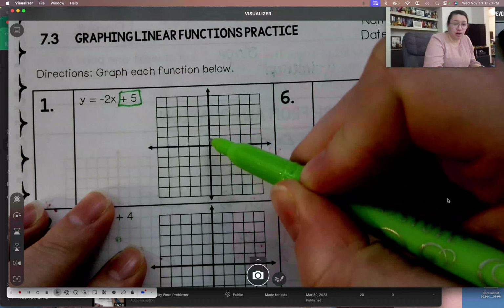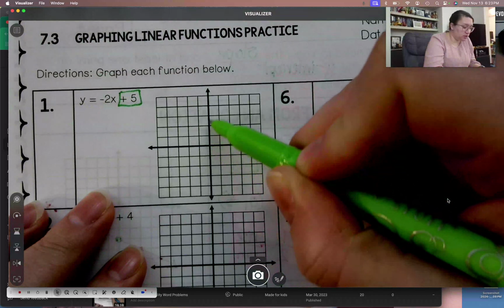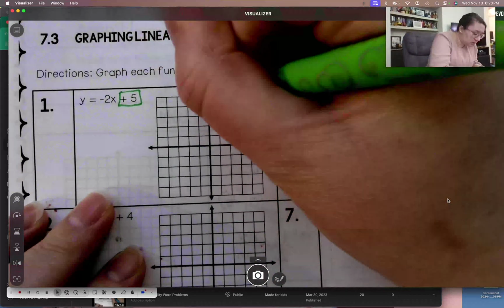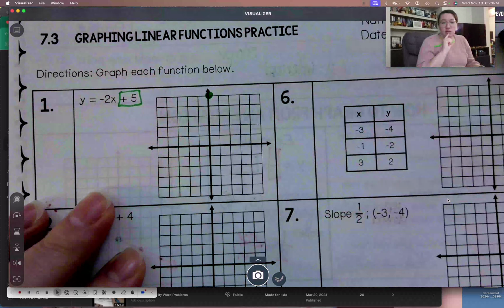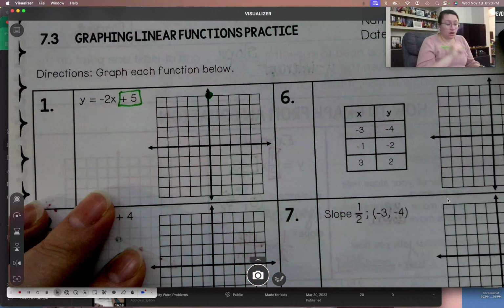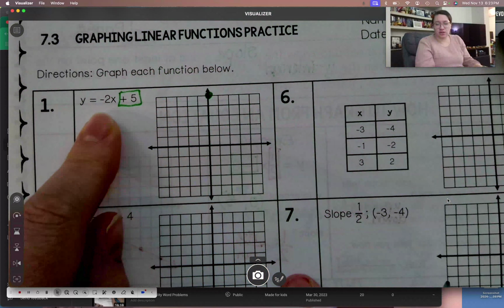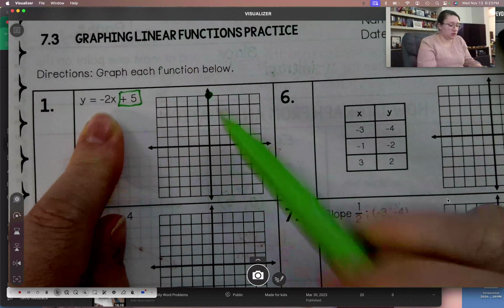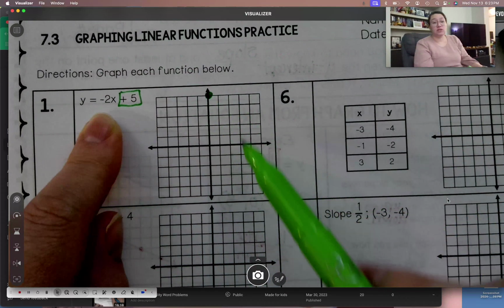Starting from our origin, it's positive. It's going to be above, 1, 2, 3, 4, 5. There's our starting point. Our slope is negative, so what direction is our line going to go from this point? It's negative. It's going to go down.